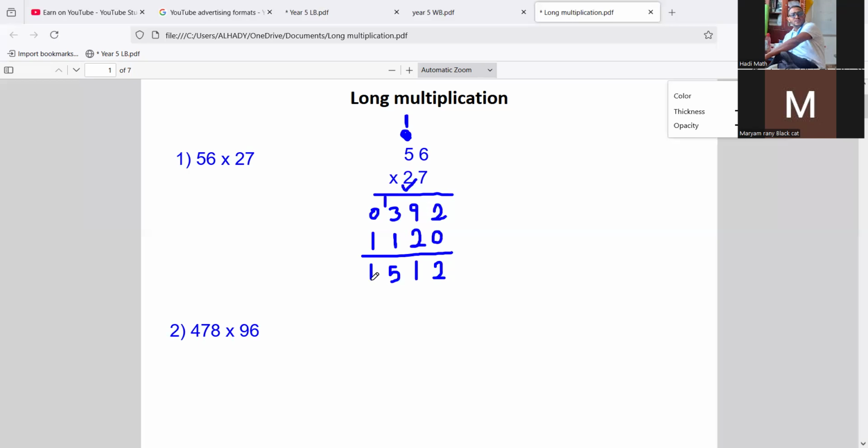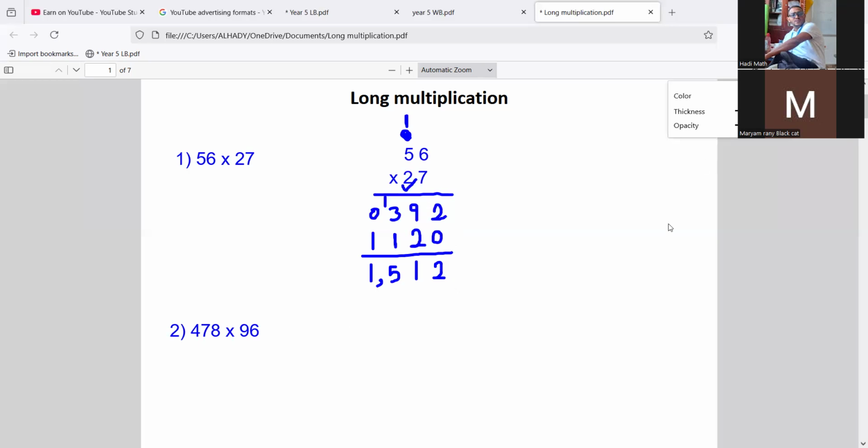When you need to read your number, please start from the right. Count 3 digits: 1, 2, 3. Put your small comma over here. Then this number is 1,512. Are we clear about this one? Okay, so this is how we do long multiplication.